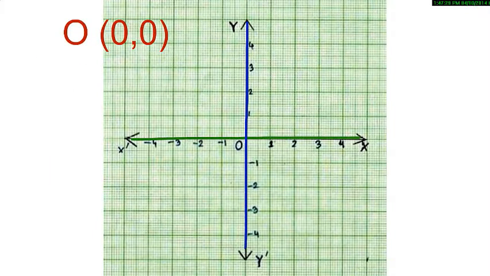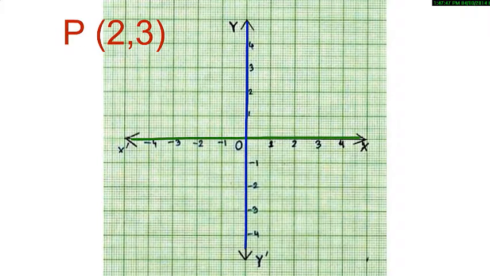The origin in the Cartesian coordinate system is the point where the two axes cross. It is denoted by the letter O. Right here, let me mark it for you. The coordinates of O is 0, 0.